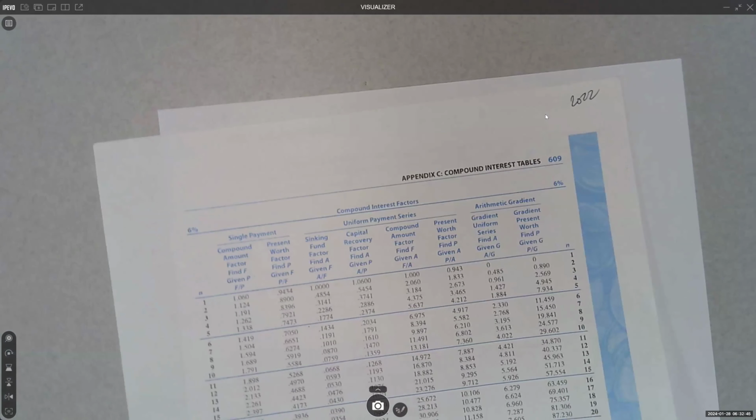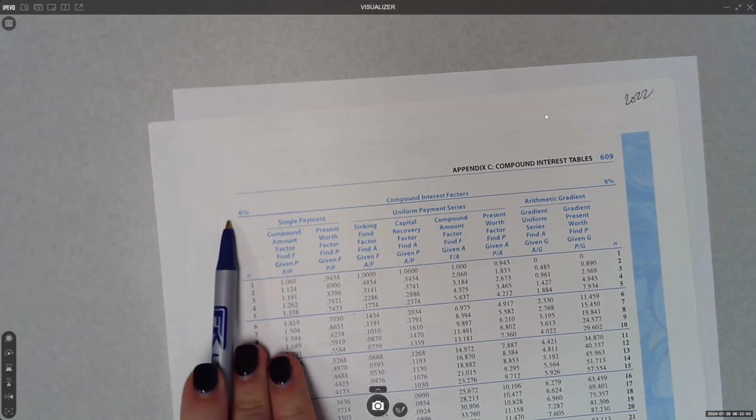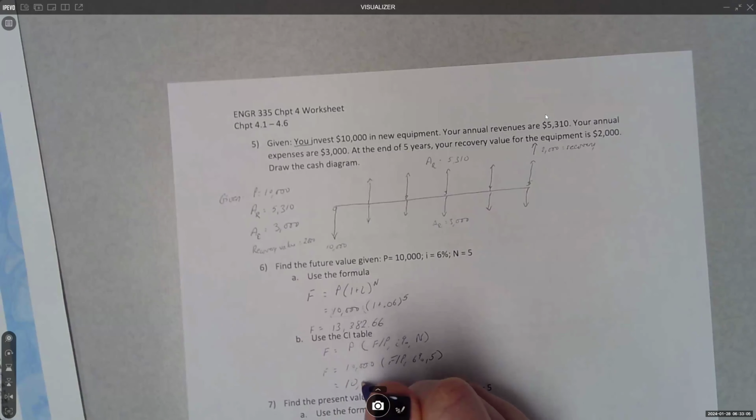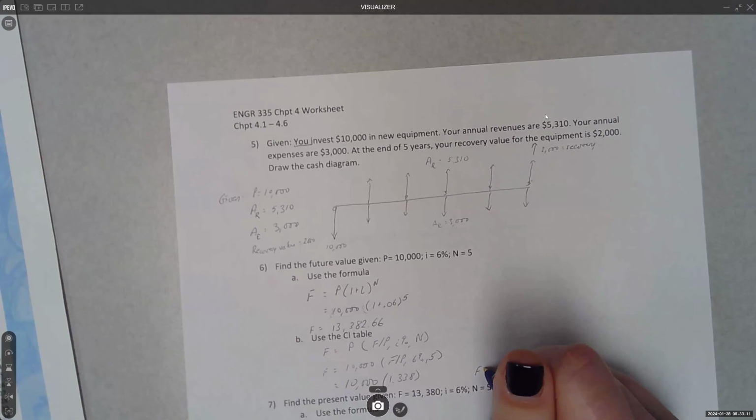I don't think it says years. Okay, so 6% interest table. I know I'm on the right percentage. F given P factor, so it's this very first column. N is equal to 5, so 1.338. So 10,000 times 1.338, and F is equal to, we see the same amount basically.